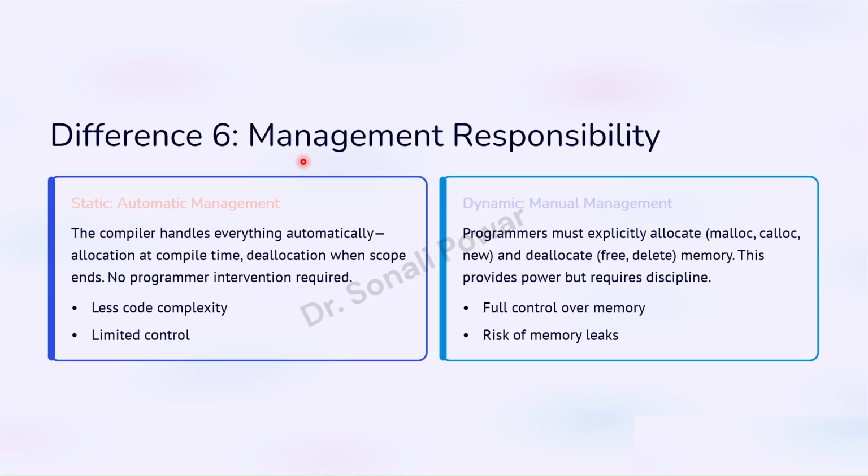Next difference is based upon management responsibility. In case of static allocation, the compiler handles everything automatically. It means it will allocate the memory at compile time as well as deallocate when the scope of the particular variable ends. Because of that, it provides less code complexity, but limited control for the programmer. In case of dynamic allocation, the programmer has to handle the allocation as well as deallocation manually. Because of that, it provides full control over the memory, but the code is a little bit complex and there is a risk of memory leak as well.